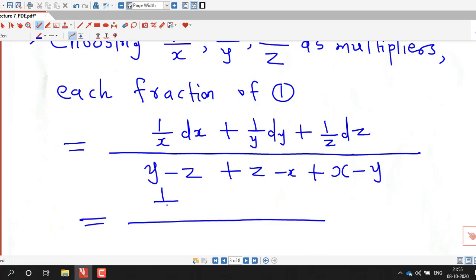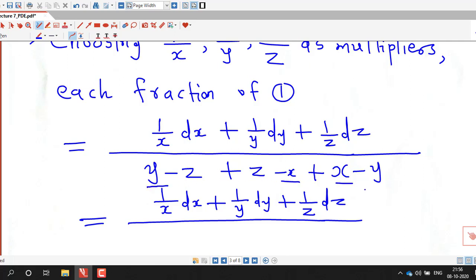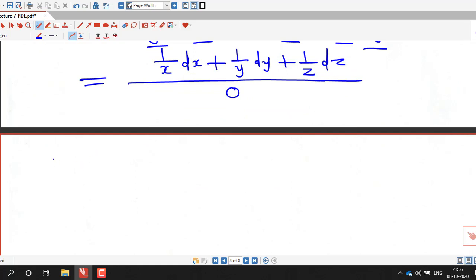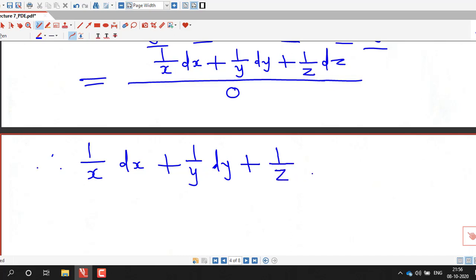So this reduces to 1 by x dx plus 1 by y dy plus 1 by z dz. And here you can see x will cancel out, y minus y which is 0, z minus z which is 0. So we have 0 in the denominator. Therefore we can write numerator equal to 0 as we have explained in earlier lecture: 1 by x dx plus 1 by y dy plus 1 by z dz equal to 0.